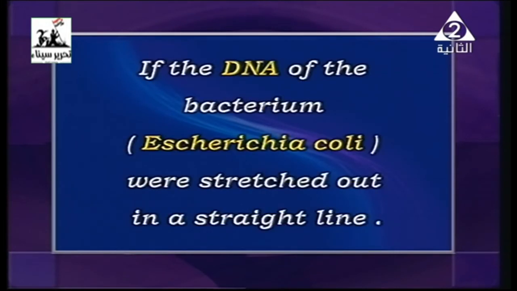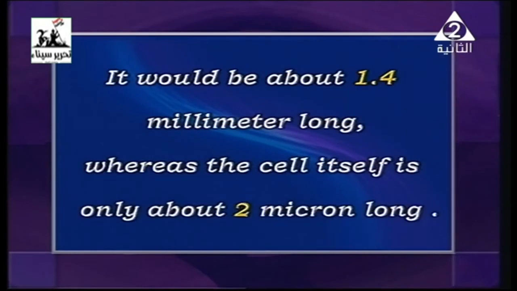If the DNA of the bacterium, I mean a type of bacterium called Escherichia coli, which lives in the colon, definitely in the large intestine, in the last part of the large intestine. I mean, if we take the DNA of this Escherichia coli and stretch it, unwound the double helix to be a straight line, it would be about 1.4 millimeter long.